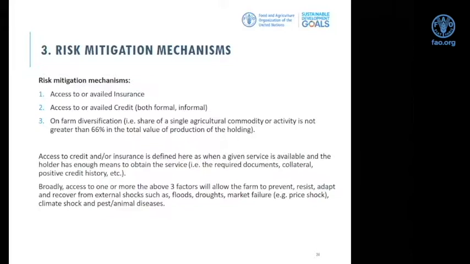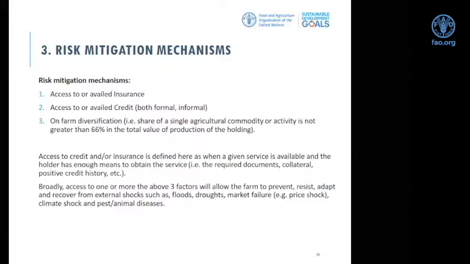In the case of risk mitigation mechanisms, we have opted for three shock coping or mitigation strategies in order for the farm to be considered sustainable. The first is whether the agriculture holding has access to or availed insurance, which is a preventive protection measure to protect the holding against external shocks. The second is whether the holding has access to or availed credit, which may have been obtained from formal or informal sources, such as banks, relatives, or local money lenders. And the third is whether the farm is diversified, for example, whether the share of a single agriculture commodity produced by the holding is greater or less than 66% of the total value of production of the holding.